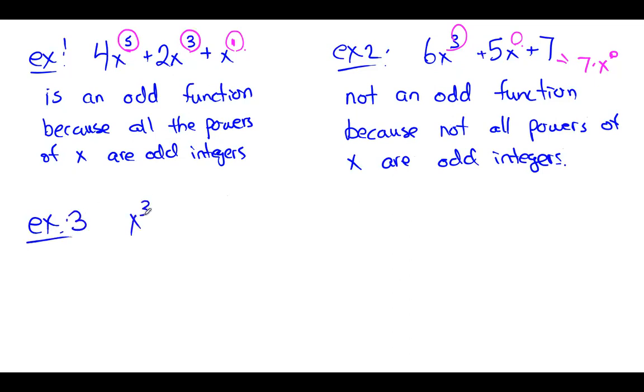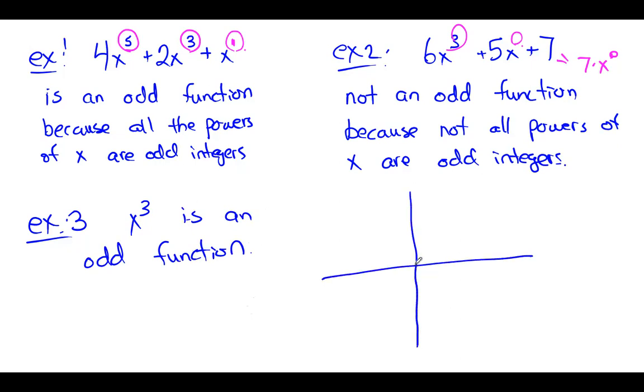X to the power 3. So we were talking about x squared. This is obviously an odd function. But what does this function look like? So what does an odd one look like? Something like this. So this is unchanged when flipped in this origin here.